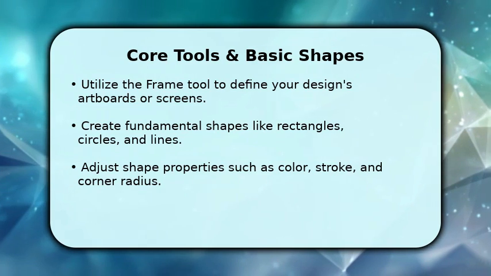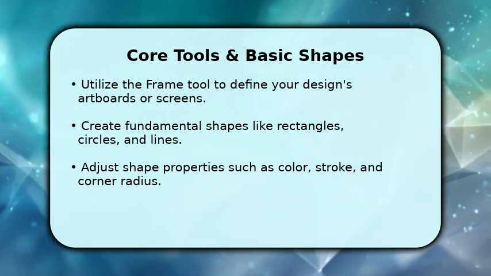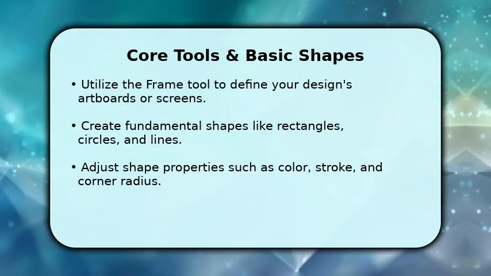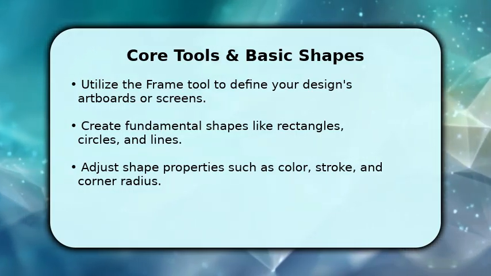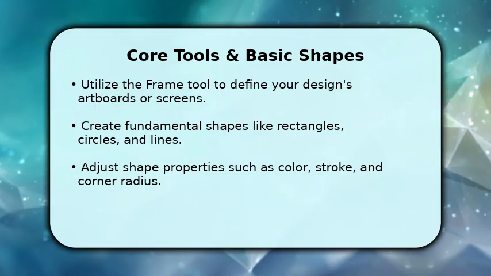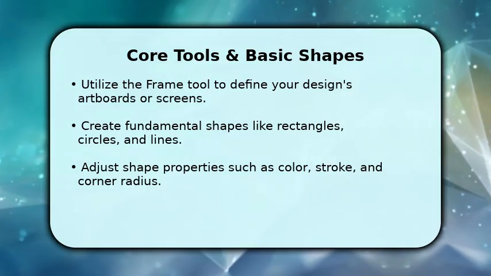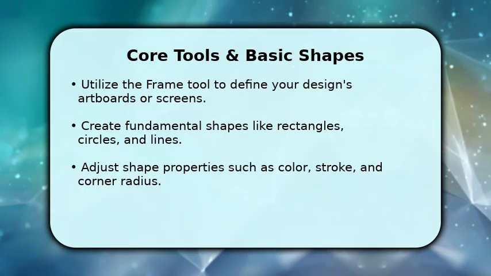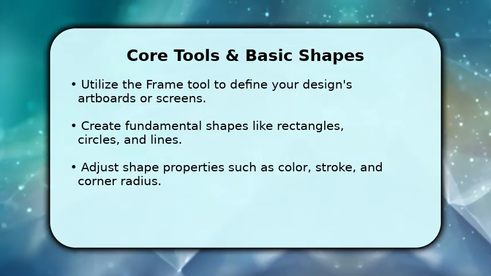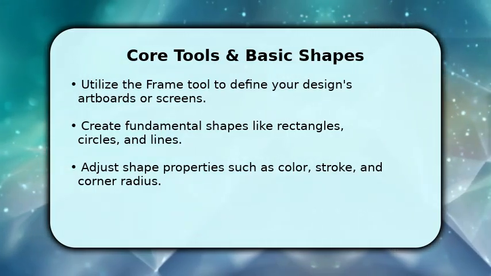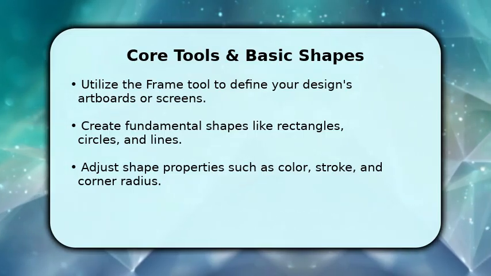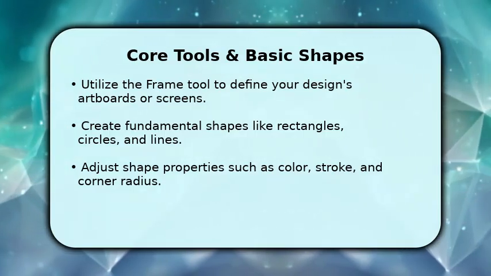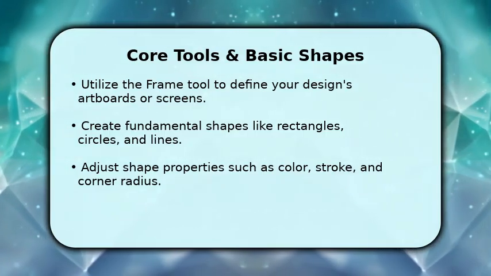The Frame tool is essential for defining your design's boundaries, acting like an artboard or screen. You can easily create basic shapes such as rectangles, circles, and lines using the Shape tools in the toolbar. Once a shape is on your canvas, use the Properties panel to customize its appearance. You can change its fill color, add a stroke of a specific width, or even round the corners of a rectangle with a few clicks.